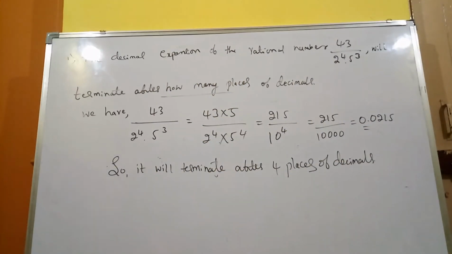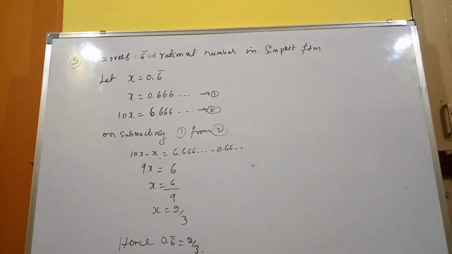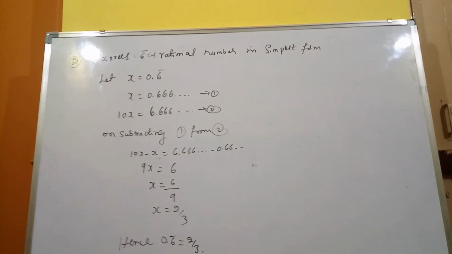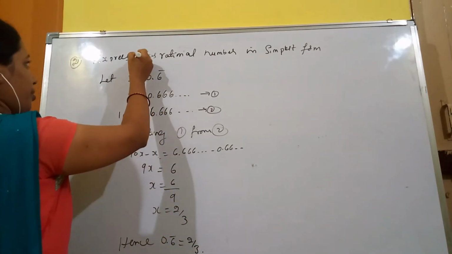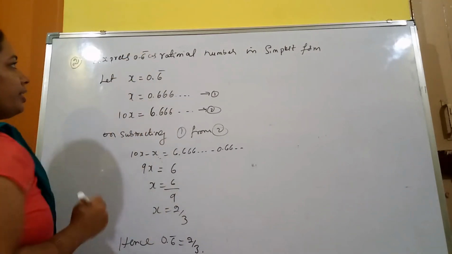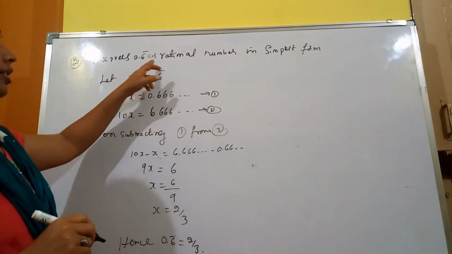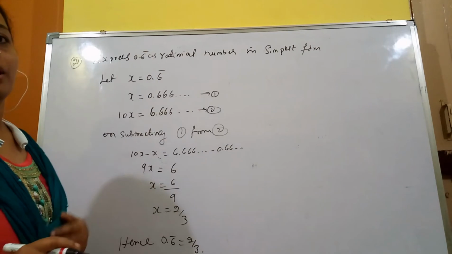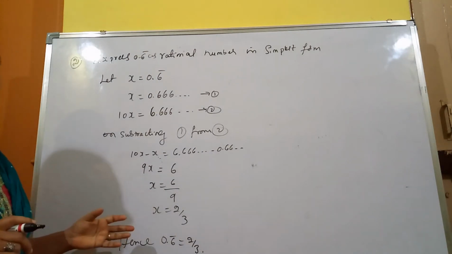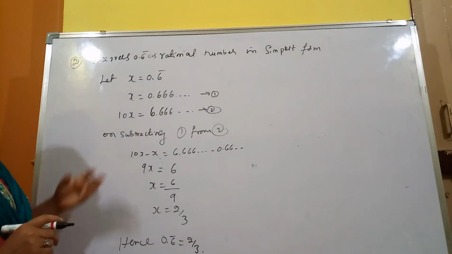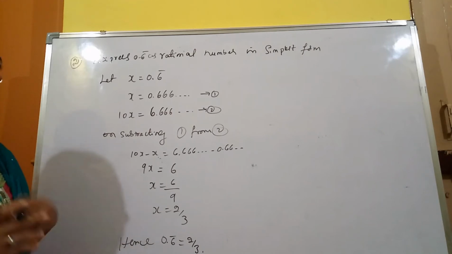Okay students, like this we can solve so many problems. We can see one more problem like this. Express 0.6 bar as a rational number in simplest form. This one you learnt in your 9th standard also. How to solve this problem is very easy.